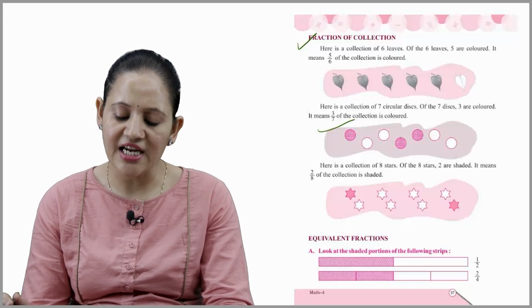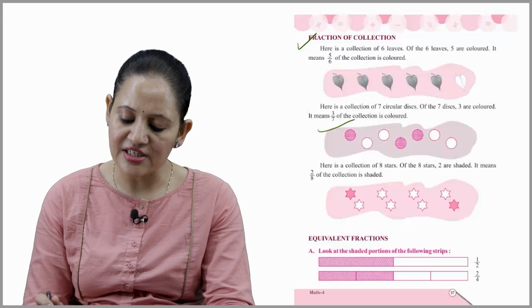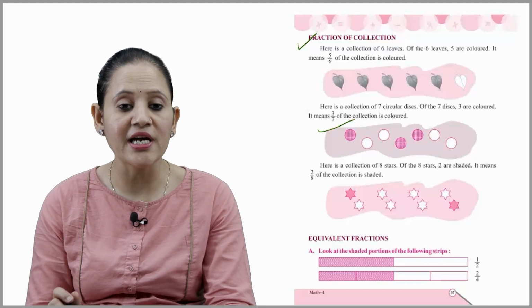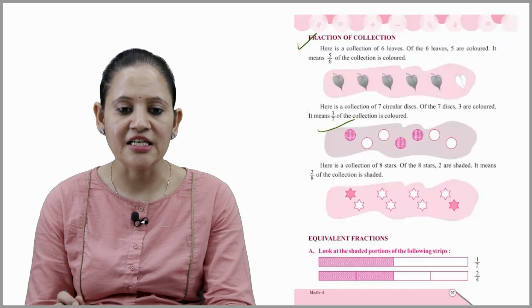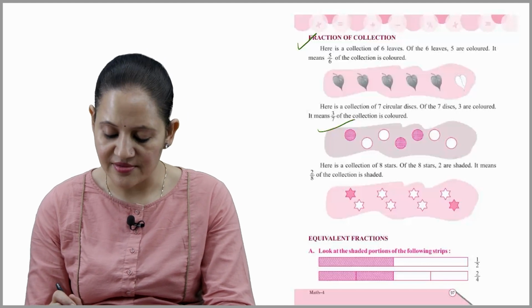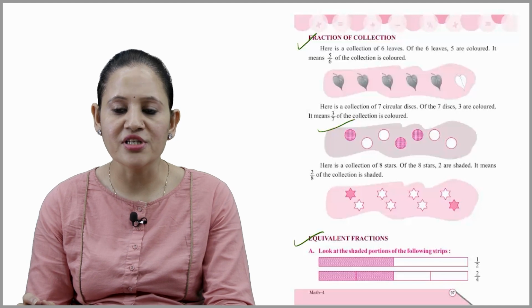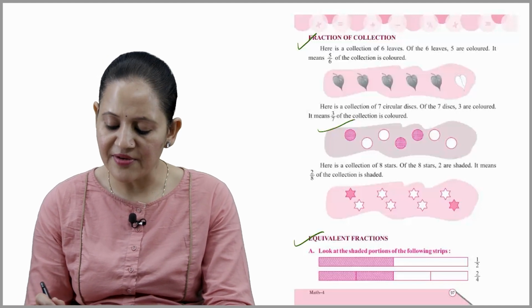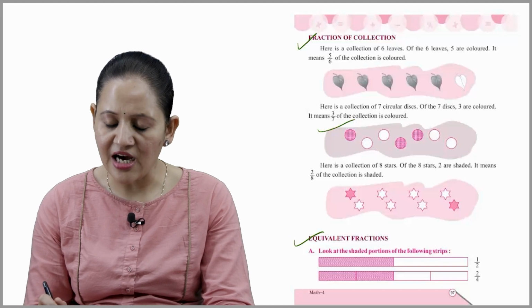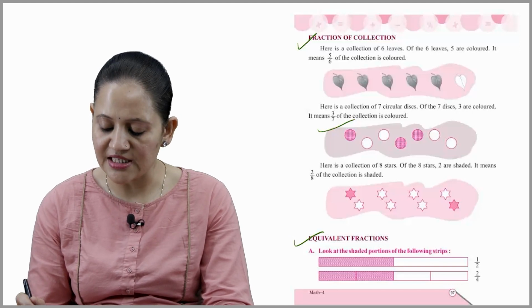Here is the collection of 8 stars. Total 8 stars हैं. Out of that 2 are shaded. That means 2/8 of the collection is shaded. Next is equivalent fractions. Look at the shaded portion of the following strip. So 2 equal parts में divided है. 1 is shaded. It will represent 1/2. 4 equal parts में, out of that 2 are shaded, so it will represent 2/4.